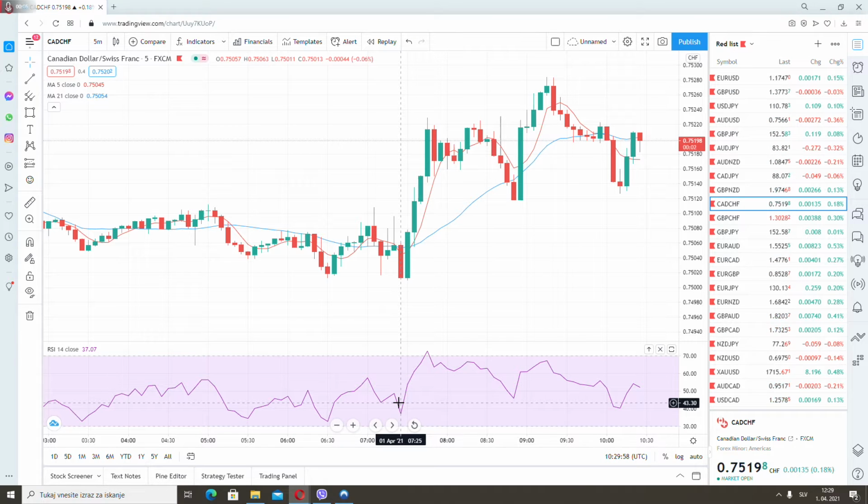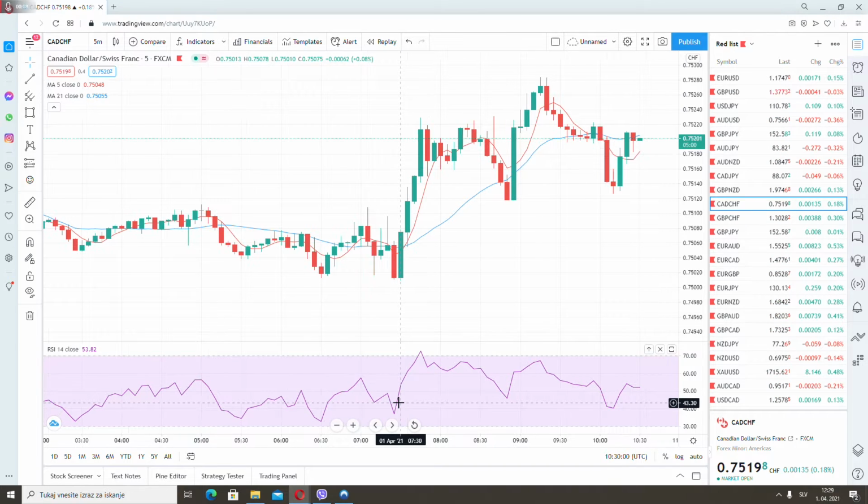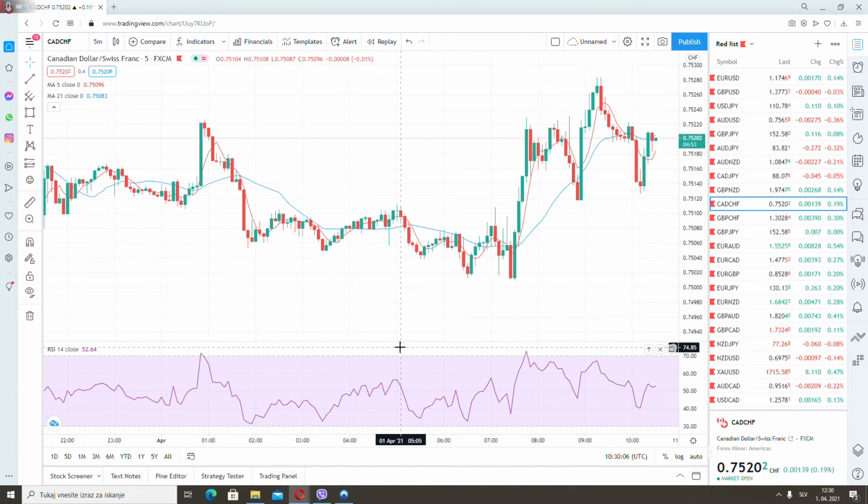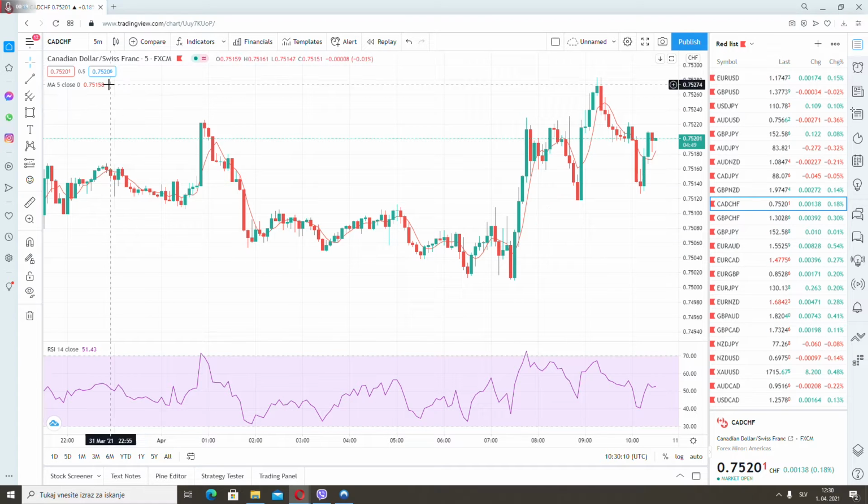Today we are looking over a quick scalping strategy. It's a very good, very profitable scalping strategy. I had a lot of success with it and I wanted to share it with you guys. I don't know if you heard about it before.